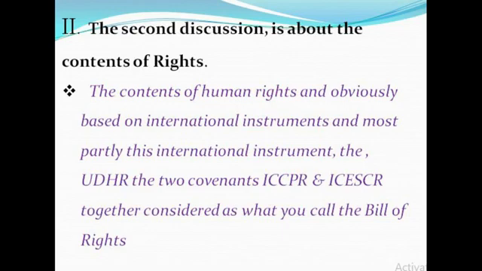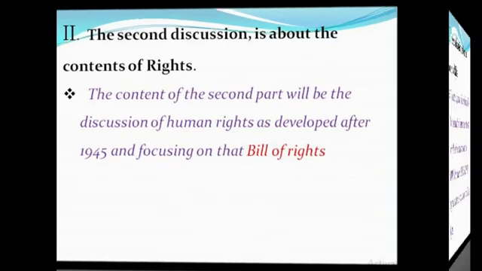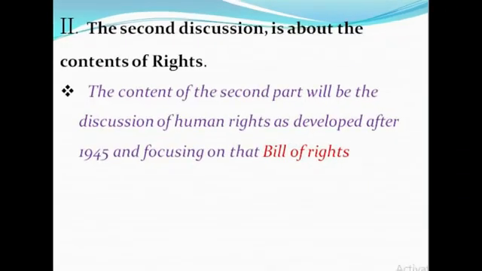And with that we have a number of conventions. But the contents in the second part will concentrate on what we call the Bill of Rights, as we find them today, not as how they emerged, or the contents that emerged centuries before, in the 16th, 18th, 19th centuries, and up to 1945. The content of the second part will be the discussion of human rights as developed after 1945, focusing on the Bill of Rights.